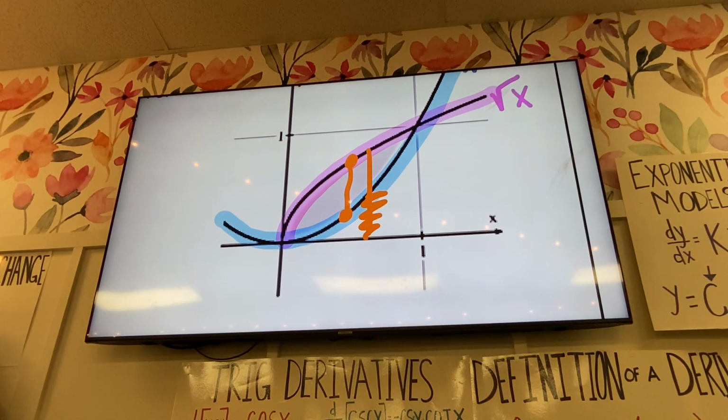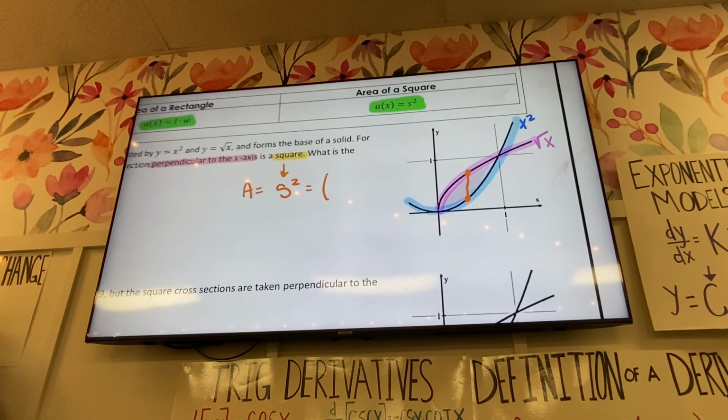So you do the pink function minus the blue function. Pink function is square root of x minus the blue function, x squared, and all of that is being squared because of the area formula. The area is side squared. So this part represents the side, and the squared represents the area of the square. Length times width. Is that okay? The squared here is coming from the squared there.